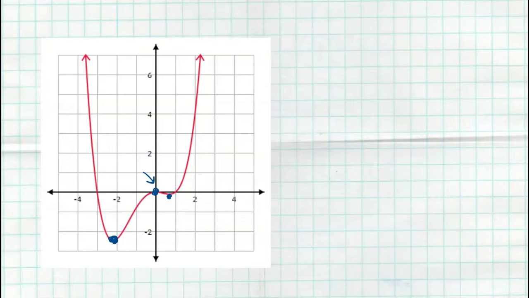This point right here is not the highest point on the entire graph because there's plenty of points over here and over here that are higher than it. But relative to its area in its own little neighborhood, it is a, well, relative maximum.